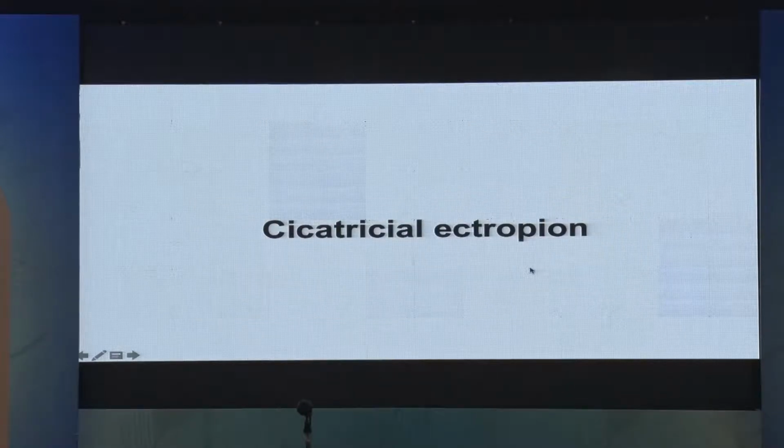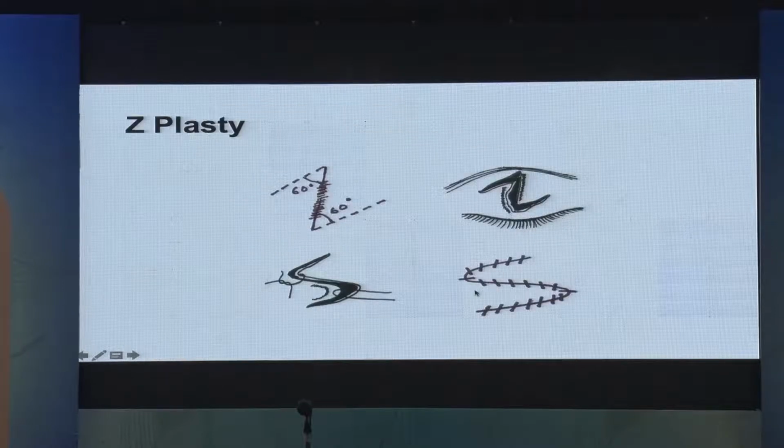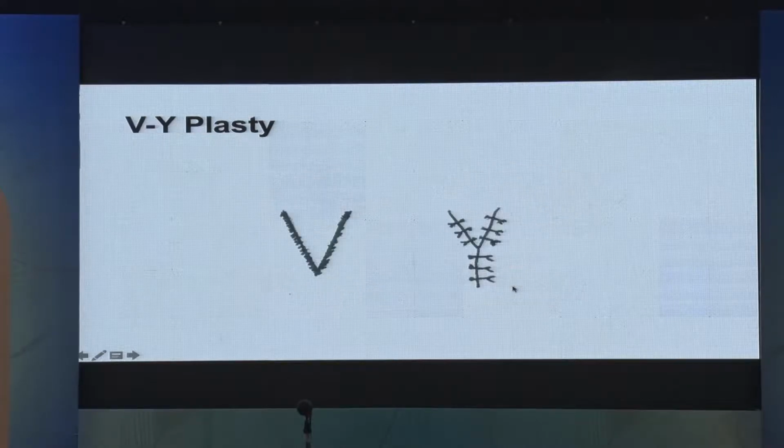Cicatricial ectropion is the last entity that I am dealing with. If it is localized, then you can mobilize tissues from around by Z-plasty or a VY-plasty. Z-plasty essentially changes the position of the two flaps made with a Z, where the shortest arm is the central arm, where you give the incision along the area of shrinkage. When you mobilize the flaps, you are able to correct the malposition or the shortening.